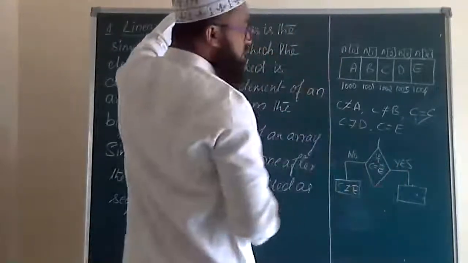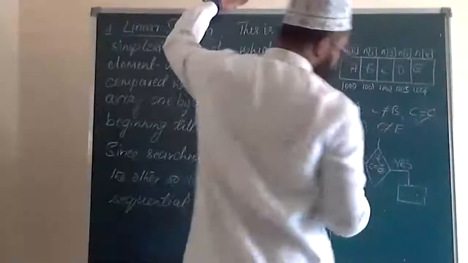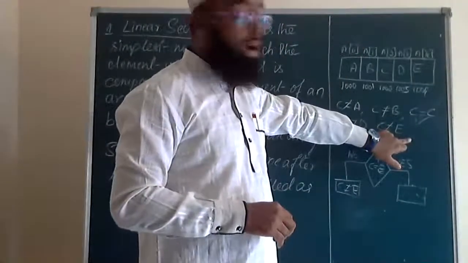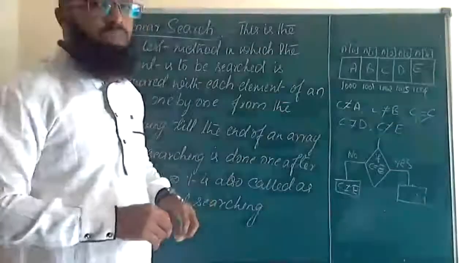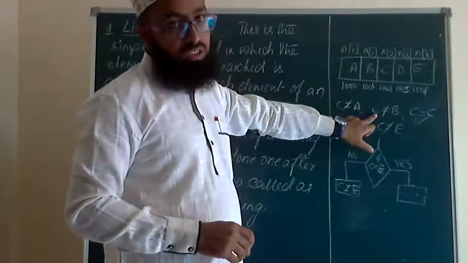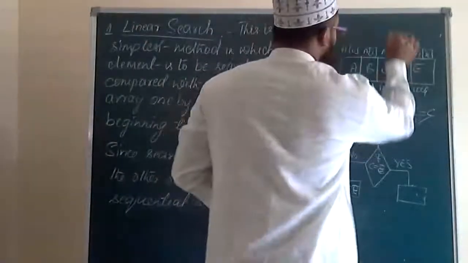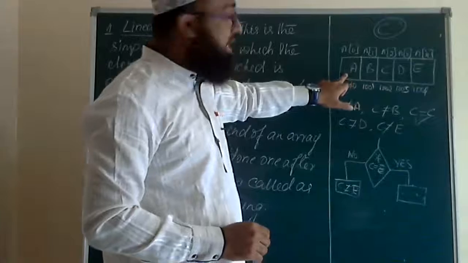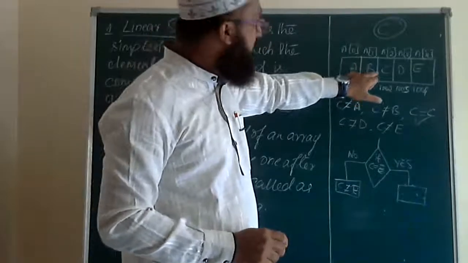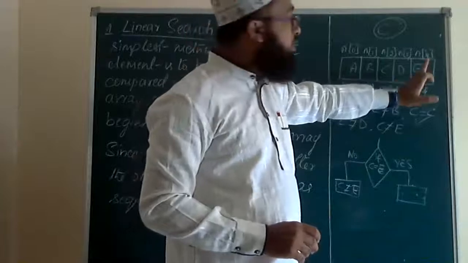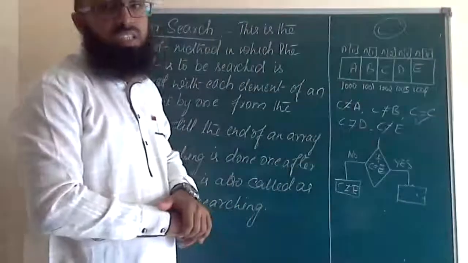C is not equal to E here. Now the search has been completed. How can we say the search has been completed? Because the element which we want to search, that is element C, has been compared with A, B, C, D and E. No more elements are left in the array.